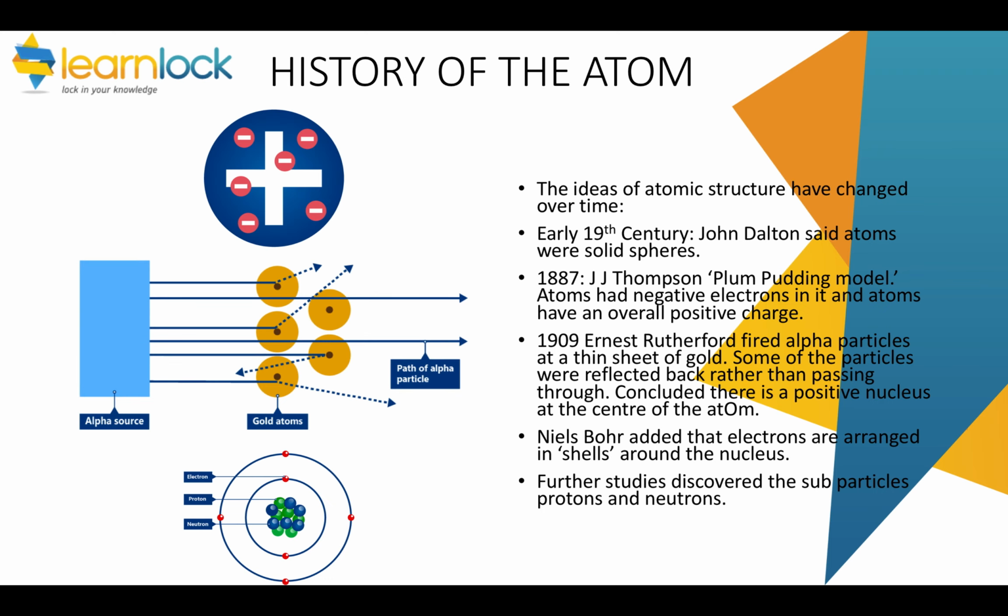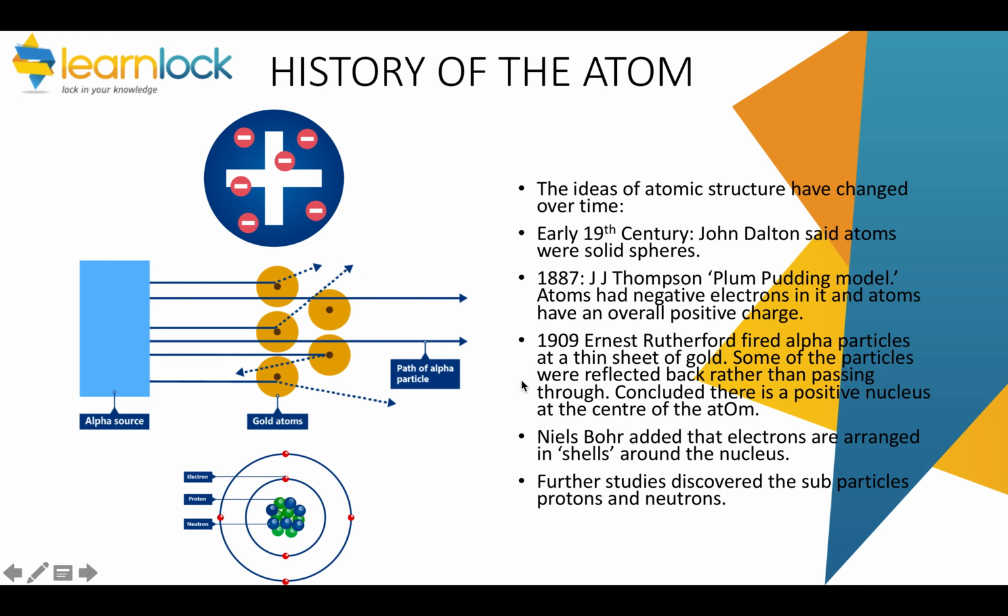So what we know an atom looks like now hasn't always been the case, and the ideas of atomic structure have changed over time. In the early 19th century, John Dalton said atoms were solid spheres. In 1887, J.J. Thomson proposed the plum pudding model. He basically said atoms had negative electrons scattered around in them, a bit like a plum pudding, and overall they had a positive charge, shown here.